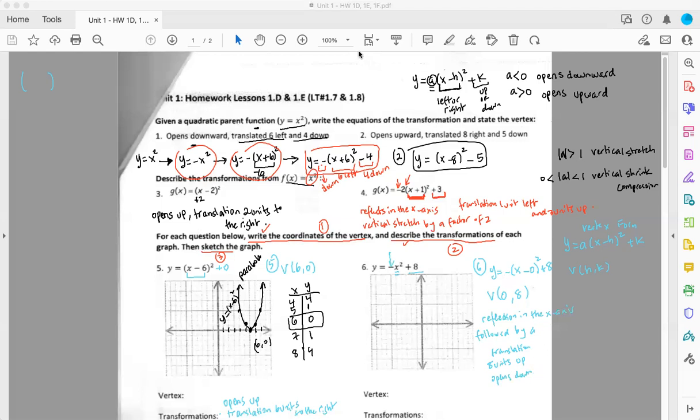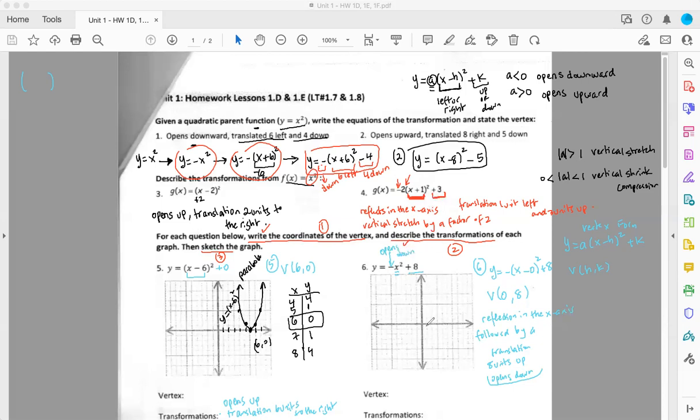Or down. It's a good idea to always start with opens up or down, right? And then add the transformations. So this is it. The negative here is the opens down, right? We talked about the A being positive or negative. And then we can graph it.